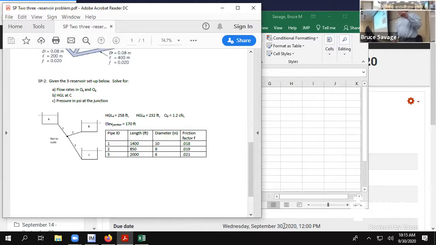So does everyone understand that? So that would be a valid test problem if I told you, oh, C is lower or C is higher, then it's perfectly solvable. All right. My intent when I set this up was to make the hydraulic grade line at the junction 170. Okay.